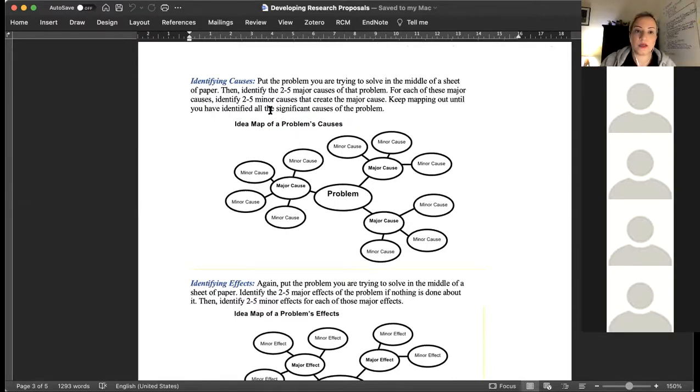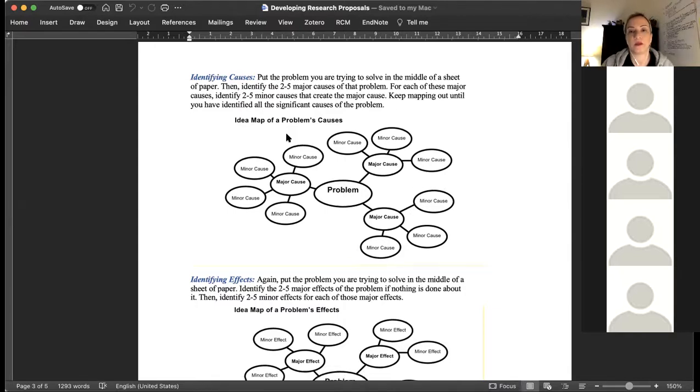So how do we identify causes? First of all, we put the problem in the middle, right here, where it says problem. Then identify 2 to 5 major causes to that problem. And for each major cause, try to identify 2 to 5 minor causes to that problem. Keep mapping out until you've identified all the significant causes of the problem.